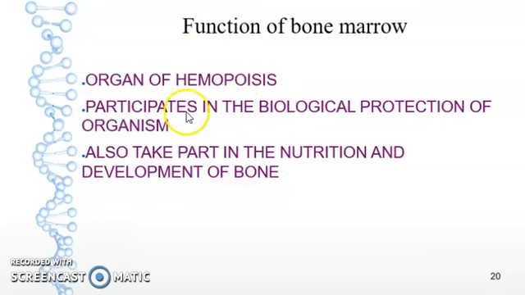You all know that it participates in the biological protection. What is the biological protection? It's basically made to protect from viruses, viroids, or bacteria also. So it produces WBCs. That's why this point is mentioned. It also takes part in the nutrition and development of the bone because it's located in the apophysis. So this region grows due to bone marrow. So it also provides nutrition to the bones. Okay.